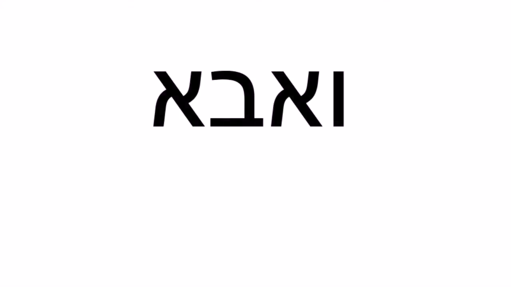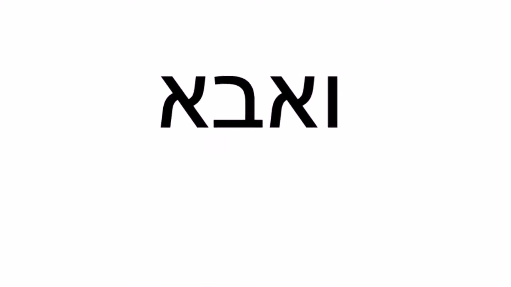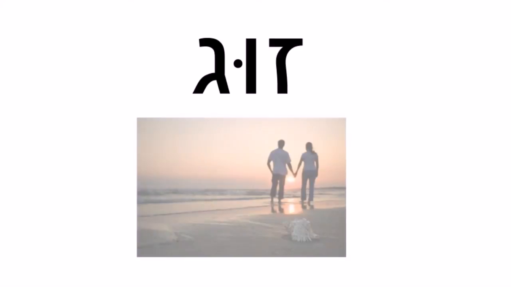At the beginning of a word, vav is often a consonant and makes the v sound. Try reading this. Ve'aba. It means and dad. A vav at the beginning of a word means and, in most cases. The 7th letter, Zain, makes the z sound. It's a bit zigzagged at the top. Try reading this word. Zug. It means couple.